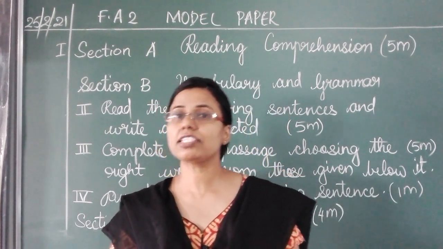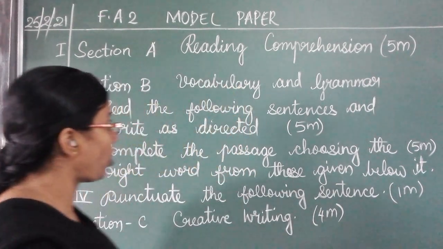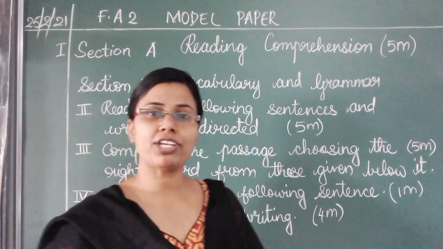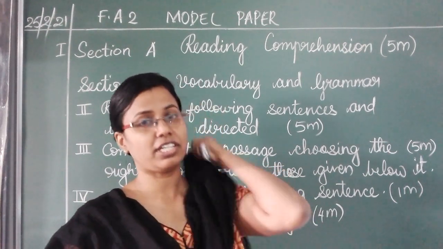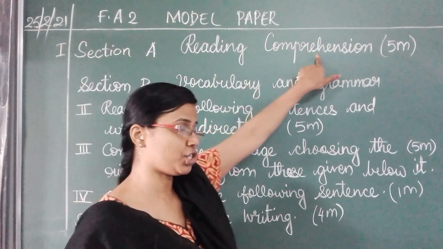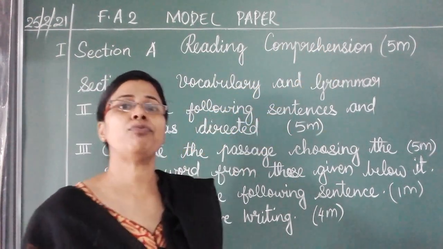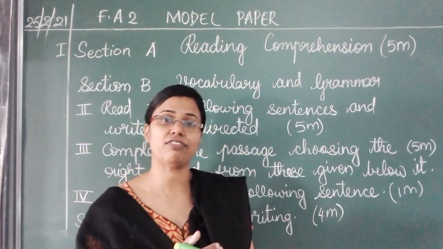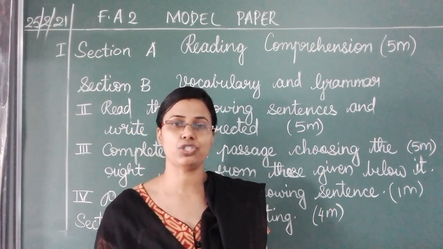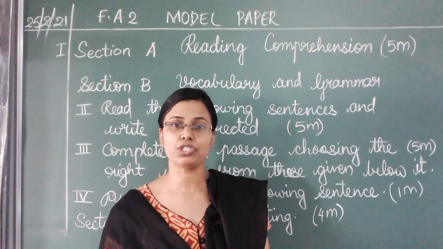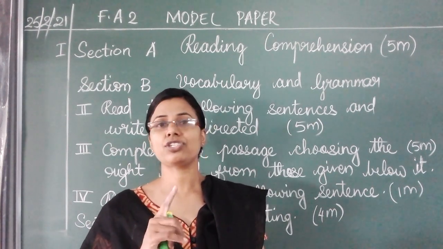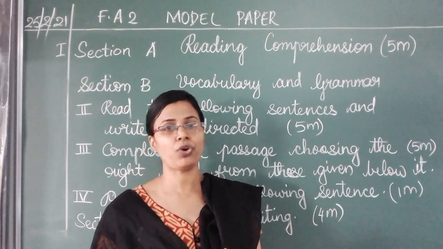Now let us discuss the model paper. In the model paper you will have 3 sections. How many sections? 3 sections. Section A, you will have reading comprehension. For that a passage is taken from your textbook, Unit 4 and Unit 5. From that only the passage will be taken and questions will be given below that. It can be like choose the correct answer, or it may be like one word answers.